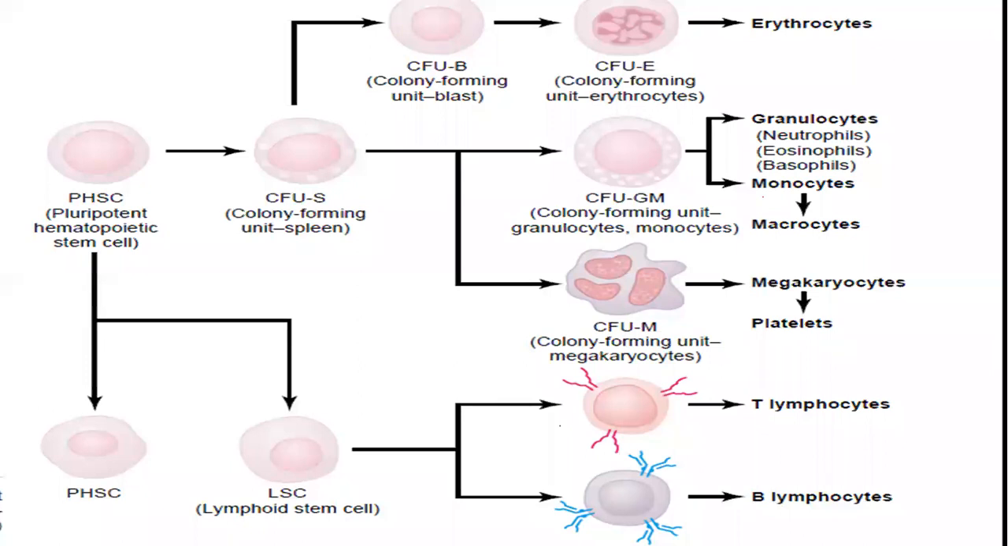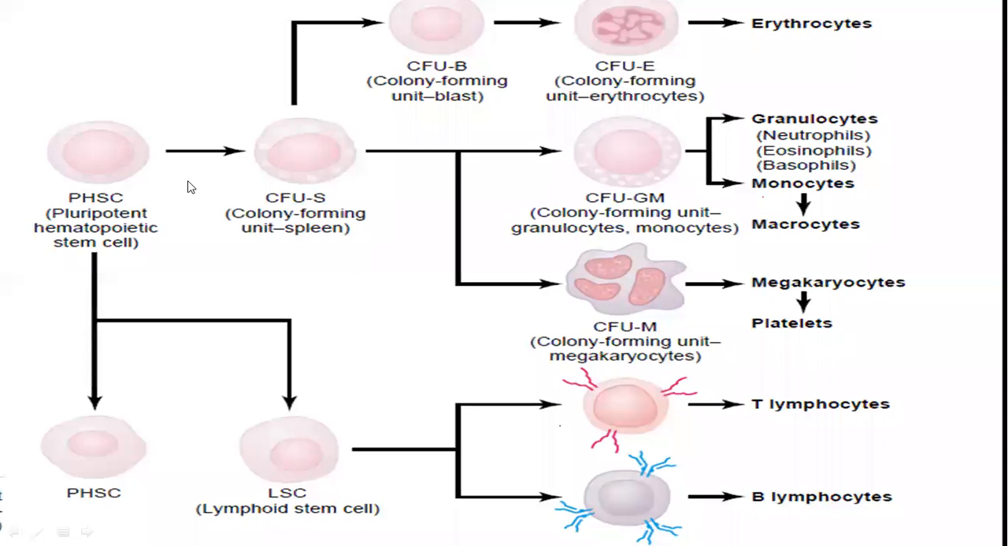Okay, so this diagram is almost the same as the previous one, but here I'm just showing you the other system of naming these cells. Sometimes they can be called colony-forming units. If this colony-forming unit is within the spleen, it will be called colony-forming unit spleen. Then later on, they'll become colony-forming unit blasts. These blasts are committed cells. Then they will be transformed into colony-forming unit erythrocytes. It means that it will become a red blood cell.